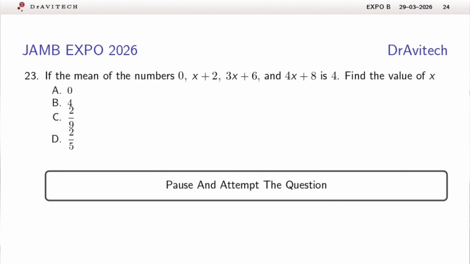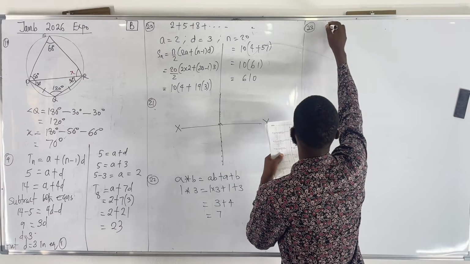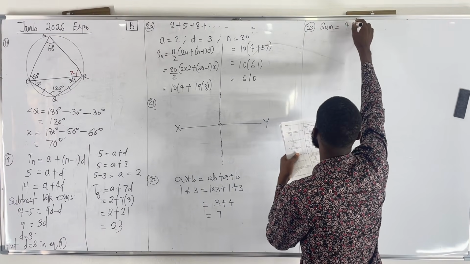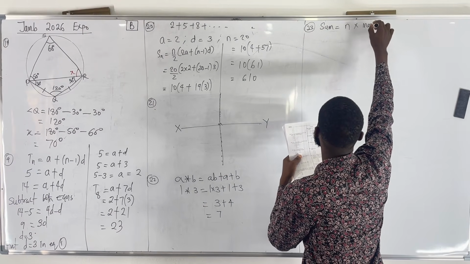First things first is, how many numbers do we have here? So 0 is 1, x plus 2 will be another 1, 3x plus 6 is another 1, and then 4x plus 8, so we have 1, 2, 3, 4, we have 4 numbers there. So the sum of those numbers should be equal to the number of your numbers times the mean.